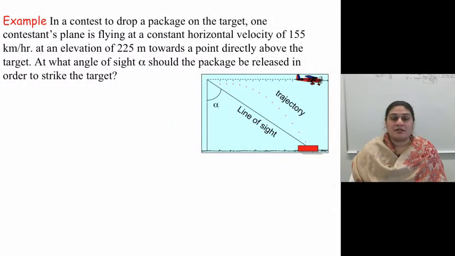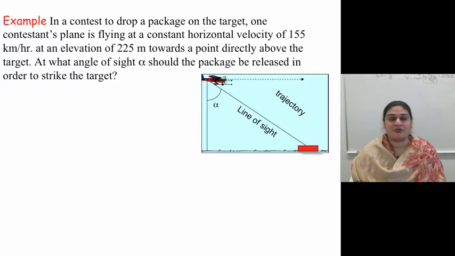Example. In a contest to drop a package on a target, one contestant's plane is flying at a constant horizontal velocity of 155 miles per hour at an elevation of 225 meters towards a point directly above the target. At what angle of sight should the package be released in order to strike the target? So this is our question.